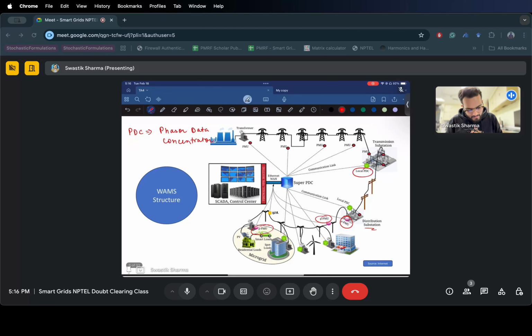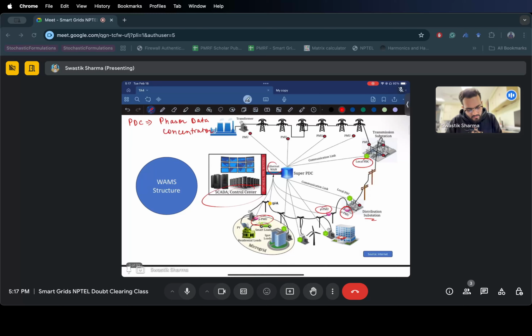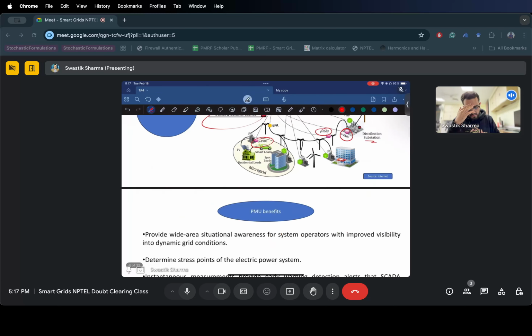So these super PDCs are then connected to control centers where we can monitor everything. We have this kind of super PDC at, it can be said, the NLDC, or National Load Dispatch Center, or POSOCO, as it is also called, in New Delhi. It can be said to contain this control center, which is connected through an Ethernet based communication protocol to your super phasor data concentrator, right?